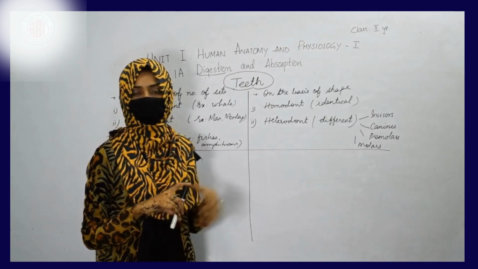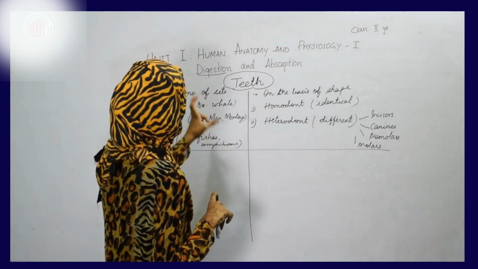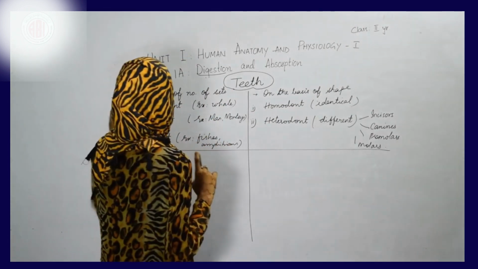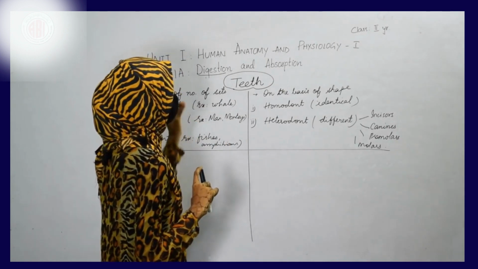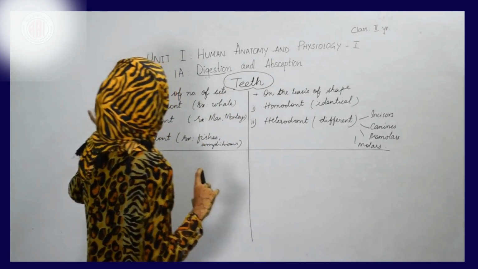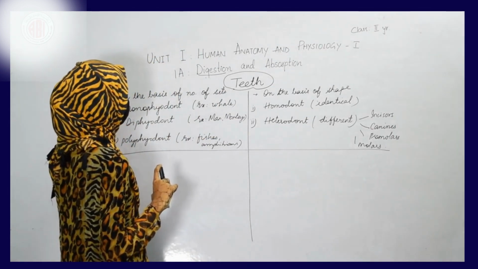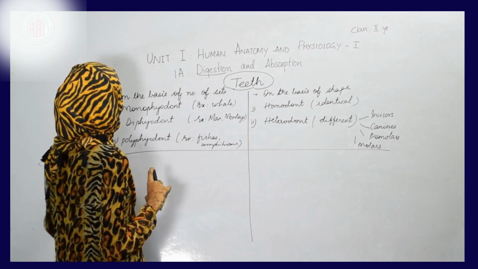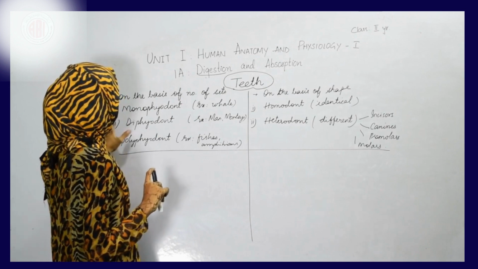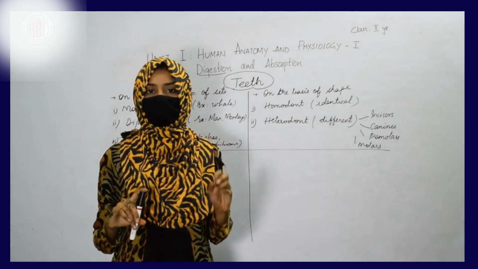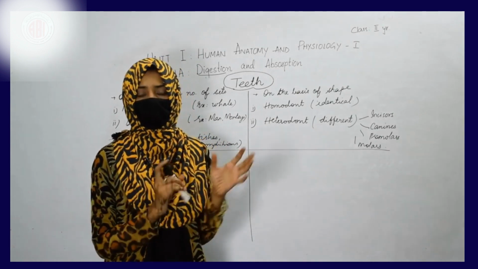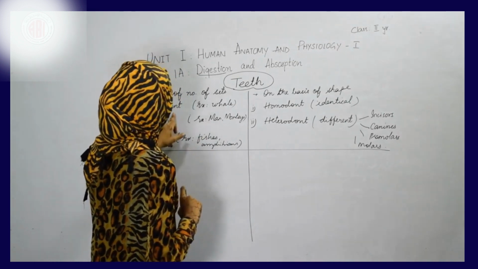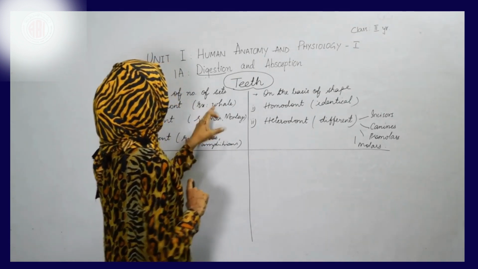Now let us talk about a part that is present in the buccal cavity, teeth. So the classification of teeth is done based on the number of sets and also on the basis of shape of the teeth. So on the basis of number of sets, we can classify the teeth into 3 types. First one is monophyodont, second one is diphyodont, and third one is polyphyodont. Mono means one. So if an organism possesses only one set of teeth in their whole life, then that type of teeth can be termed as monophyodont. This kind of teeth can be seen in the whales.